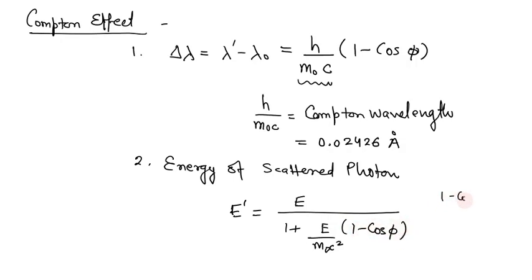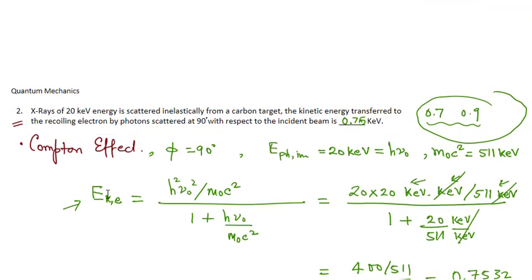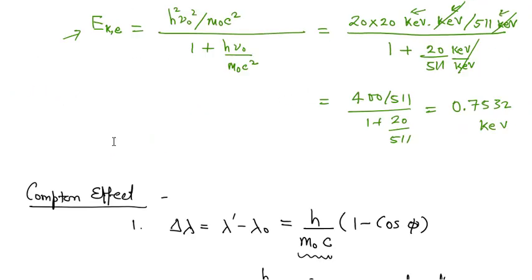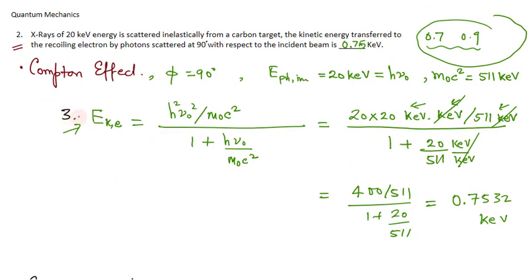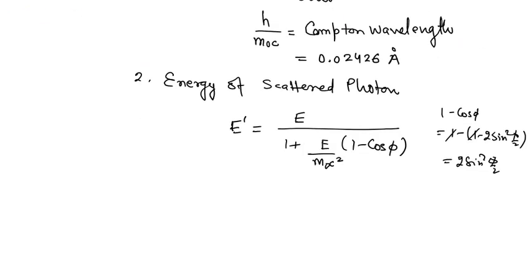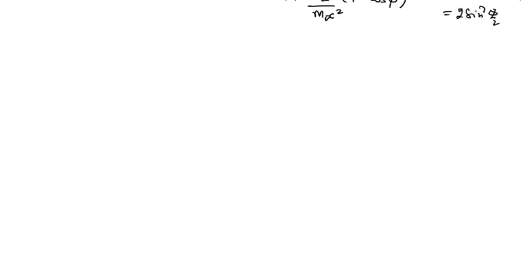You can calculate 1 minus cos phi, which is nothing but 2 sine square phi by 2, since the 1 cancels. So you can directly substitute 1 minus cos phi with 2 sine square phi by 2. Okay, so these were the two formulas, and the third one is the kinetic energy of the scattered electron. If you remember these, I hope you will be able to solve any problem on the Compton effect, and remember these values also. Okay, now let's move to the next question.